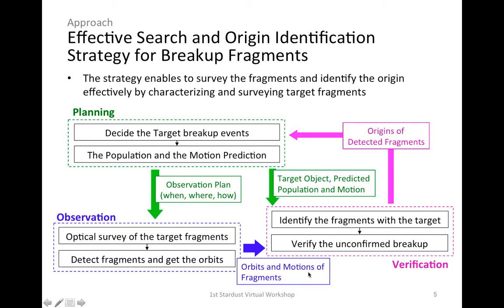The origin identification of fragments is conducted effectively because the target object of the observation is decided in planning. The origin of the fragments can be used to verify unconfirmed breakup events or decide the target of the next observation.